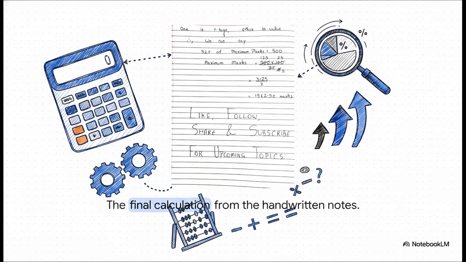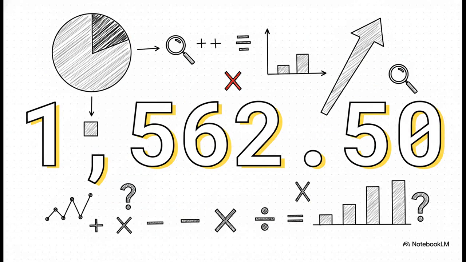We can simplify this by canceling out common factors, bringing it down to 3,125 divided by 2, which works out perfectly, giving us a highly satisfying final answer of 1,562.50 maximum marks for the entire exam. We just took completely fragmented data, a failed score, a margin of failure, and a passing percentage, and worked backwards to uncover the total scope of the test.